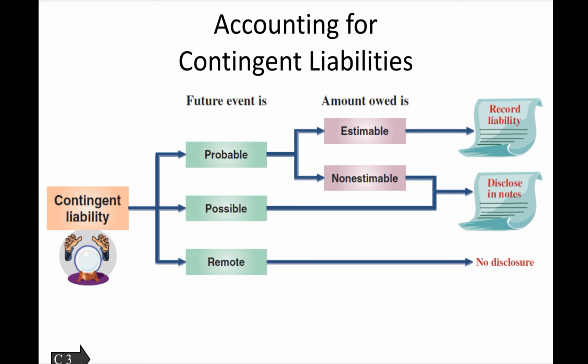Okay, if it's both probable and estimable, in other words, I'm able to estimate it, then I have to actually do the journal entry just as if it was a known liability. Okay? Anybody have any questions on that?